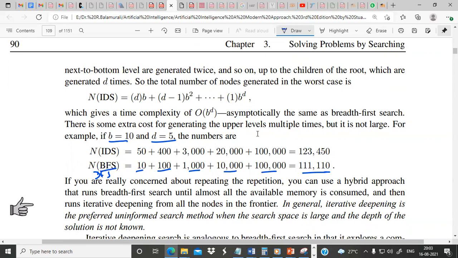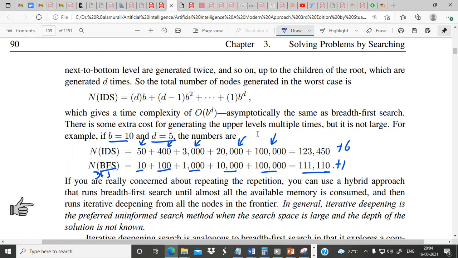Now when you use IDS, what happens? The nodes at the leaf level will be accessed only once. The nodes just above the leaf level will be accessed 2 times. Then the next level will be accessed 3 times, then 4 times, then 5 times. And the root will be accessed 6 times. The root is only one node. So if you want to include the root here, then plus 1, and here, plus 6.